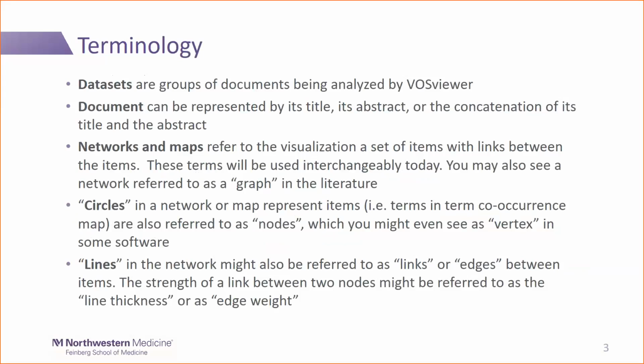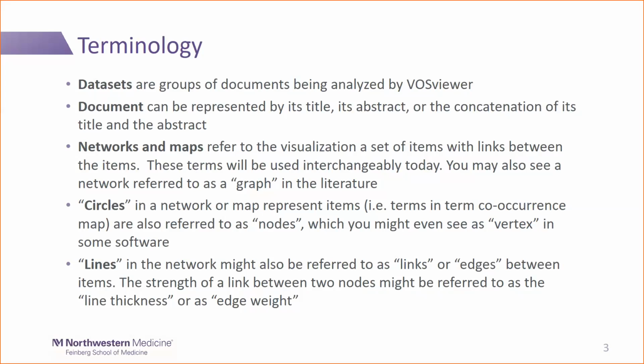So I want to cover some basic terminology that you may hear in the class today, or that you may see in the literature or other software. So please refer back to the slide throughout the course as needed. So today I will refer to a data set, meaning a group of documents being analyzed by VOSViewer. A document can be represented by its title, its abstract, or the concatenation or combination of its title and abstract. This is actually an option you will choose as you create the network. Networks and maps refer to the visualization of a set of items with links between the items.